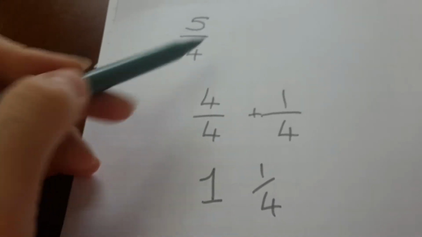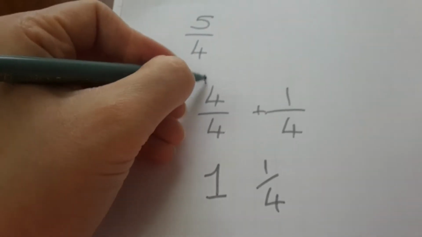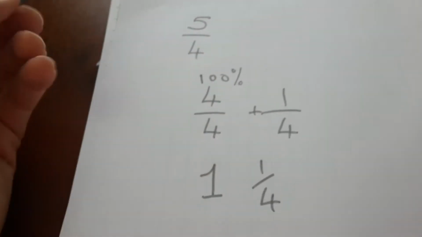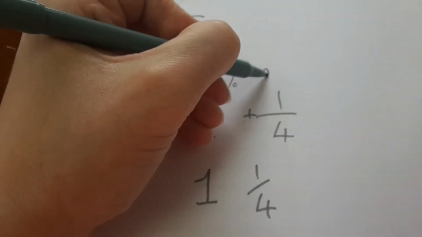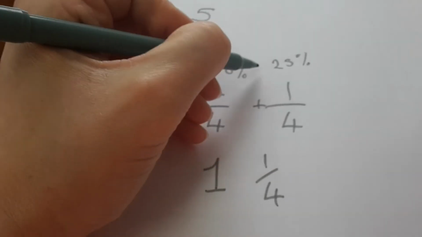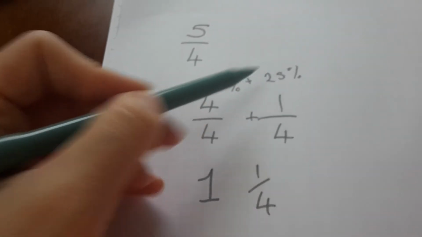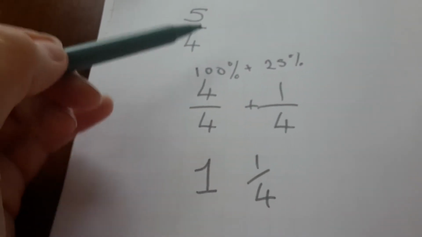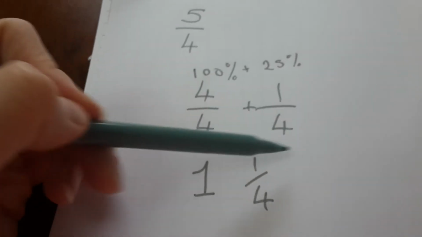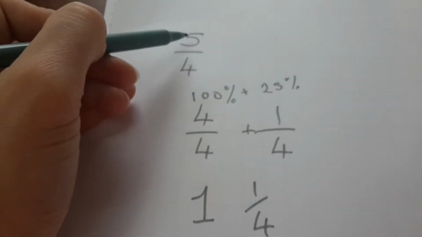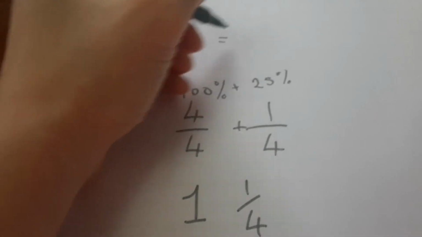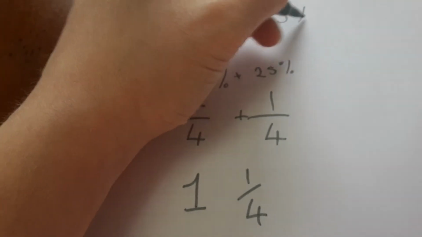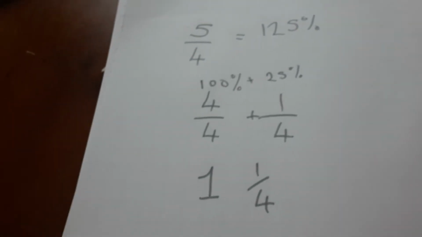This is more than 100%, because 100% would be 4 out of 4, and then we've got an extra 25% on top, because 100 split into 4 equal pieces is 25% each, and we've got one lot of that. So technically 5/4 is 125% of your original amount.